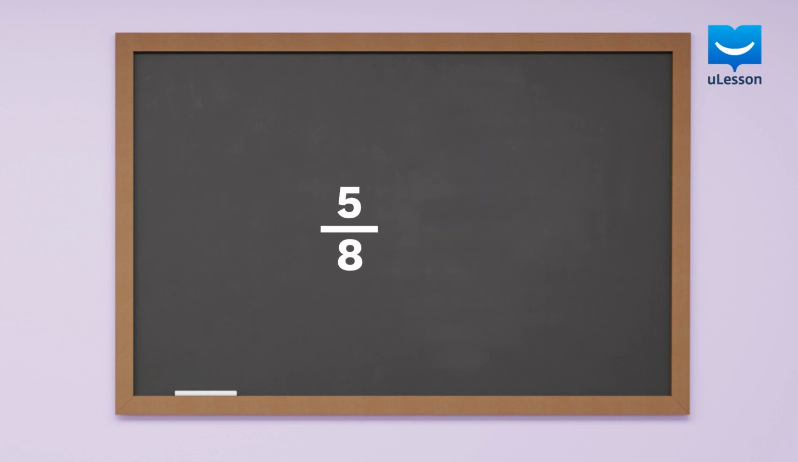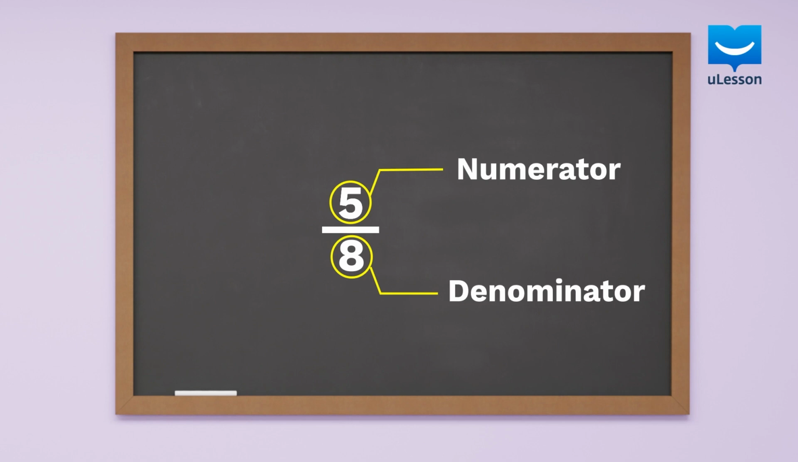A fraction has 3 parts: a numerator, which is the number on top, the denominator, which is the number below, and a dividing line between the 2.